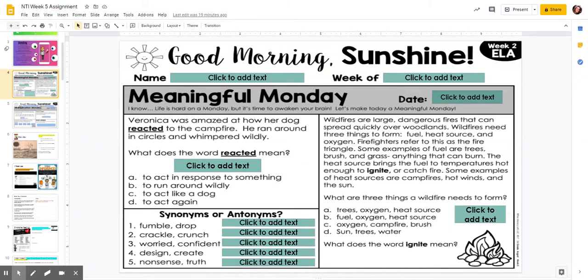This week for reading, you're going to be listening to the story Crow Boy. But before I get to that, I wanted to quickly go over your morning work.